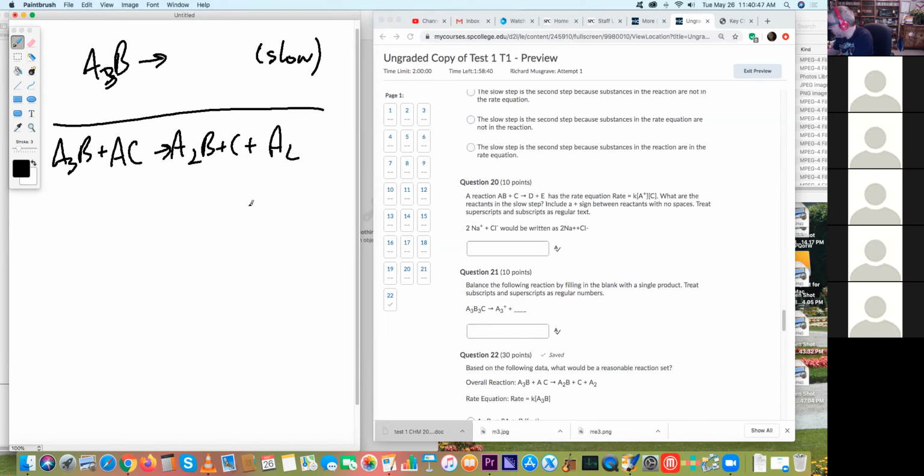Now, what I would do, I would make one of these. I think I'd probably make the A2B product. And if I did that, that would require a plus A here to balance it. And then the A would come down here, and we still haven't accounted for that. So A plus AC would happen to give A2 plus C. And that would be fast.